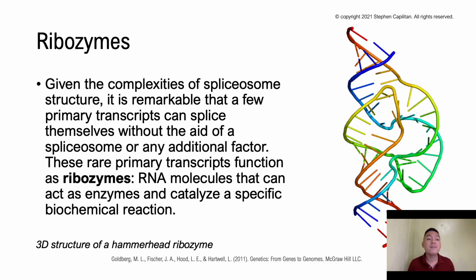Ribozymes, on the other hand, are remarkable enzymes, considering the complexity of the spliceosome structure. It is very remarkable that a few primary transcripts can splice themselves without the aid of a spliceosome or any additional factor. These rare RNA transcripts function as what we call ribozymes, RNA molecules that can act as enzymes and catalyze a specific biochemical reaction. The structure on your right is a 3D structure of a hammerhead ribozyme.